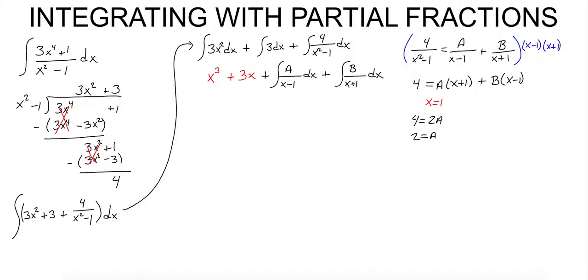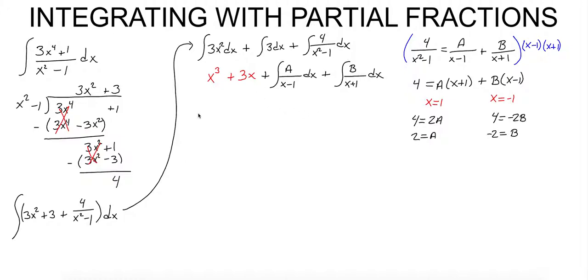If I want to solve for this b term over here, I'm going to have to cancel out the a, so I'm going to let x equal negative 1. And if that happens, then I'm going to get 4 is equal to negative 2b, so I get negative 2 equals b. All right, so now we can plug these back into our integrals here, and we can go ahead and finish out our equation.